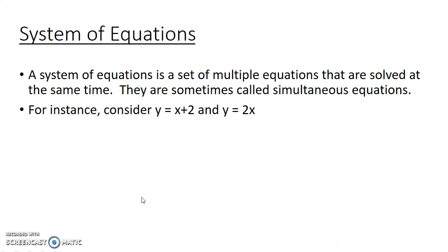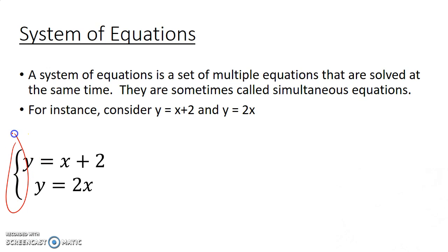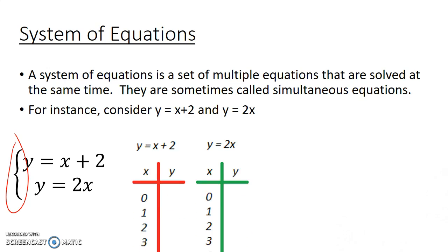So a system of equations is a set of several equations, oftentimes two or three equations that we solve at the same time. We'll run through a little example here just to conceptually figure out what this is. This is what it looks like. Oftentimes you'll see that bracket right there that'll indicate that these two go together.